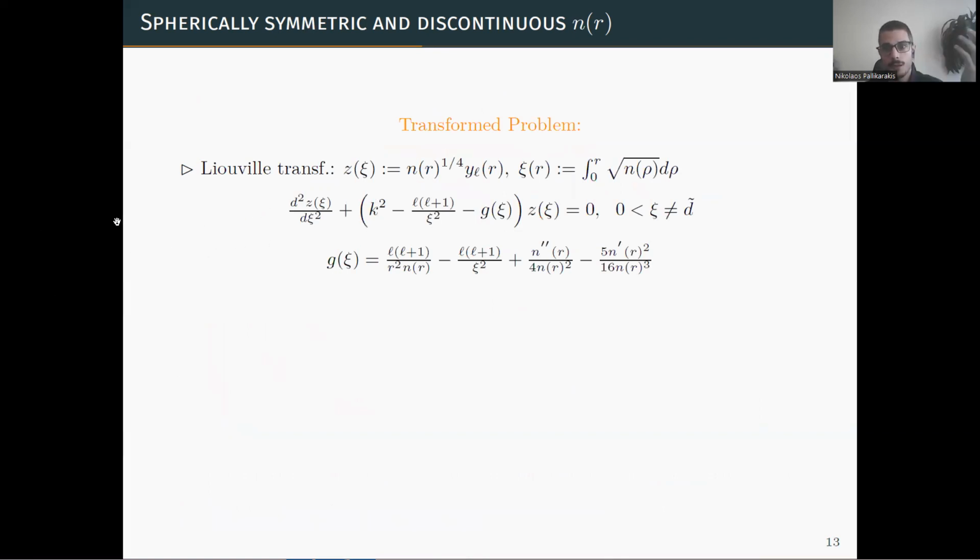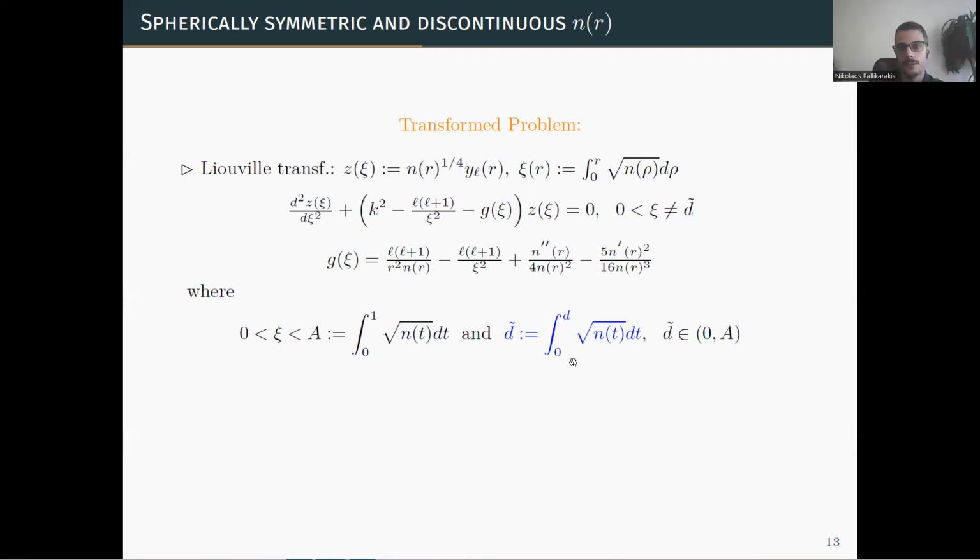So instead of being in values of r, now we're in values of ξ here, and this transforms the differential equation into a more convenient form, where this potential q is, since the refractive index is piecewise C2, a piecewise continuous function, and is discontinuous at this d tilde, where d tilde is the transformed travel time, in the sense that it's the transformed average until the position of the discontinuity.